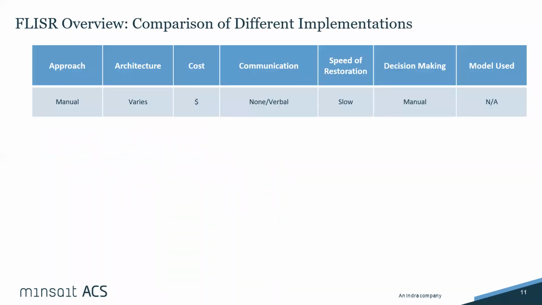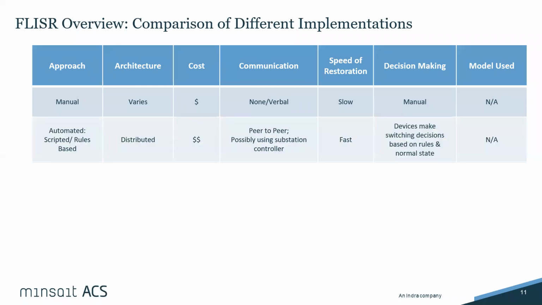So let's compare some of the different FLISR implementations. The first one I have on here is just a manual approach, which obviously we wouldn't really consider FLISR, but it gives us a good baseline for how we would do maybe a system reconfiguration. So obviously, if it's manual, you can still operate your devices potentially manually and remotely, or you may actually have to physically go out there.